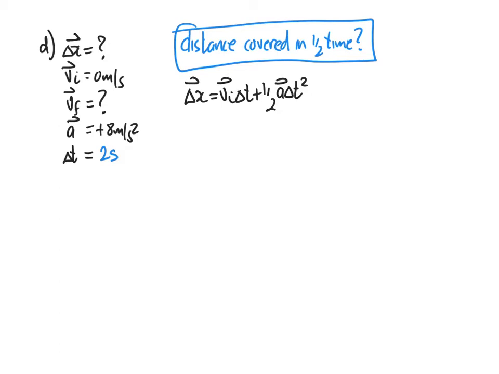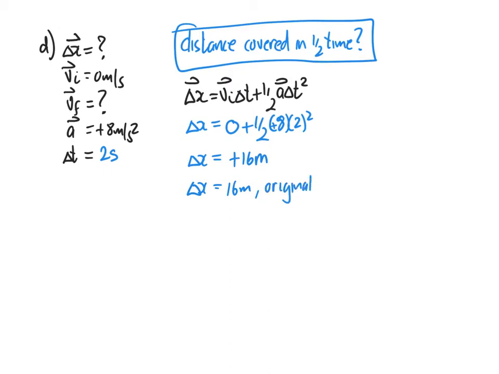and now substituting in, delta x equals v initial 0, so the first term is 0, plus a half times a, which is 8, delta t is 2 seconds squared, so delta x equals a half times 8, which is 4, times 2 squared, which is 4, 4 times 4 is plus 16 meters, and so delta x is 16 meters in the original direction of motion. Don't forget to put in the direction when you're being asked to calculate a vector quantity.